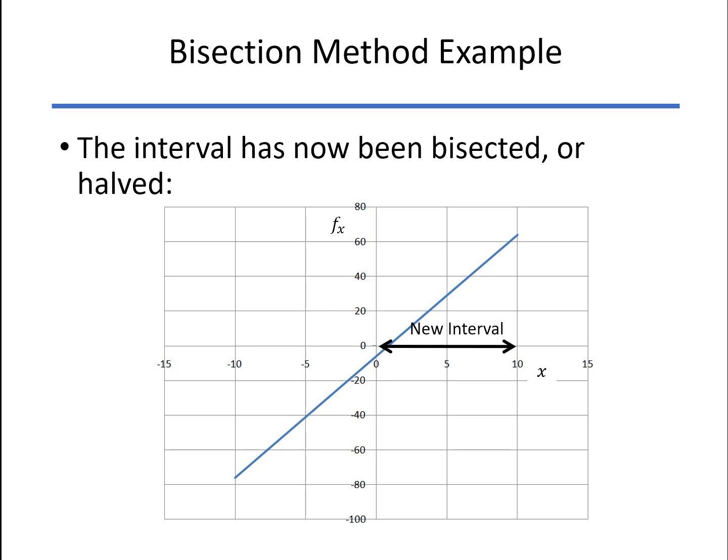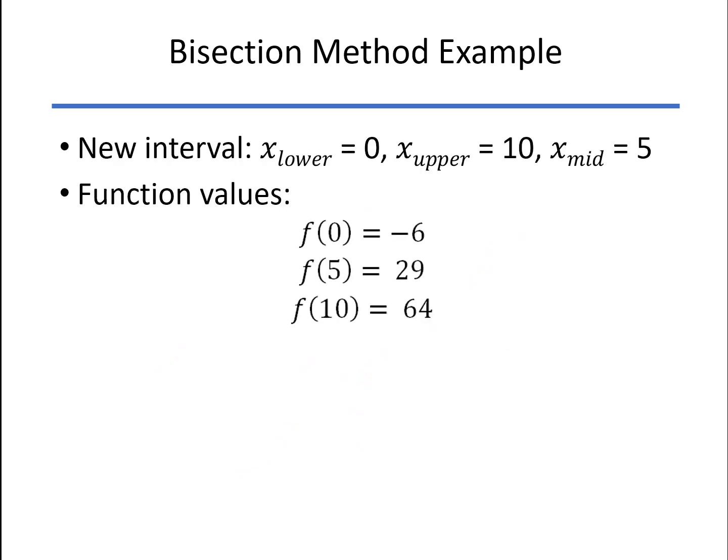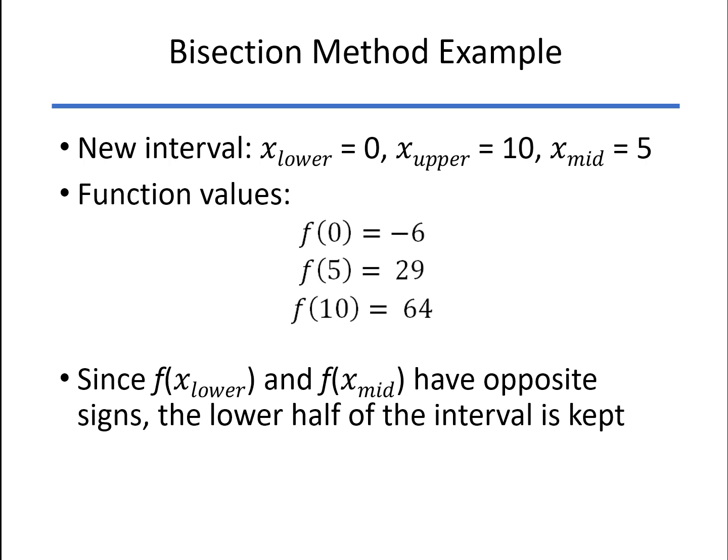So now this becomes our new interval, and so we'll evaluate upper and lower and in the middle as well. And you can see when we do that, we're going to have a positive number here and a negative number here. So in this next iteration, we're going to keep this half, 0 to 5. And again, there's our values. The lower and the mid have opposite signs, so I'm keeping the lower half of the interval, 0 to 5.